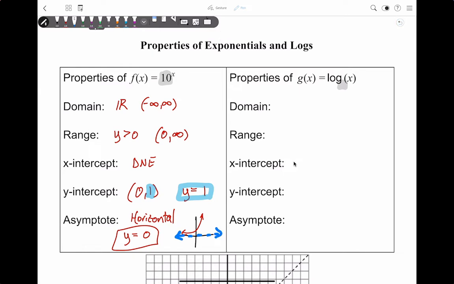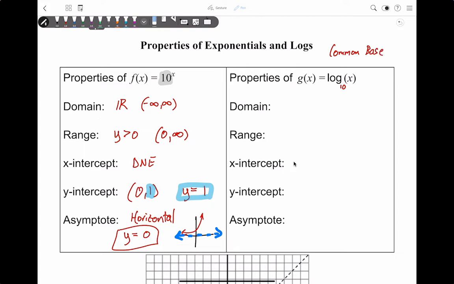All right, so now let's move on to our new function. Like I said, log base 10, which is not written, it's understood. So log of x is called the common base, by the way. If it's not written or there is a 10 there, this is called the common base.